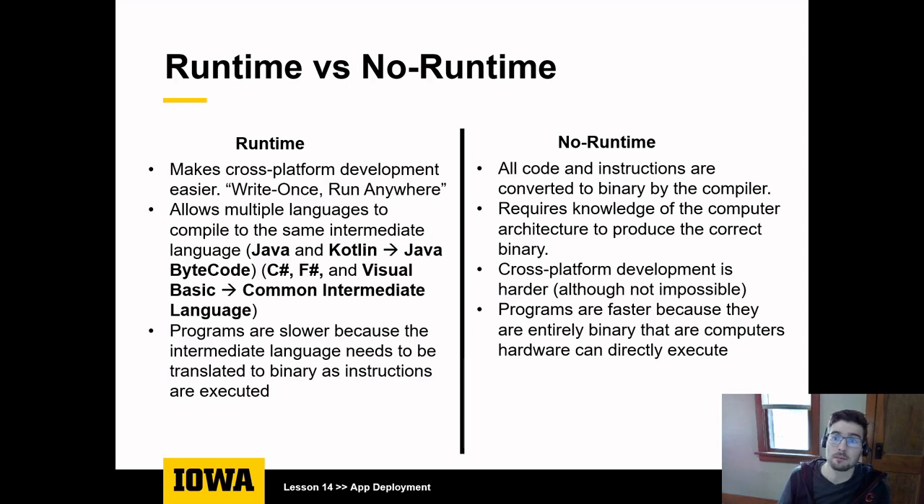And then the main advantage is that programs are much faster, because all that's left, everything is stripped away except the binary, and the computer hardware will read that binary directly, and there's no intermediate translation. So there's the pros and cons of a runtime versus no runtime, and it summarizes why we have that technical requirement of the user needing to have the .NET runtime installed on their machine in order to run our program. That is our technical requirement for our course. Okay.